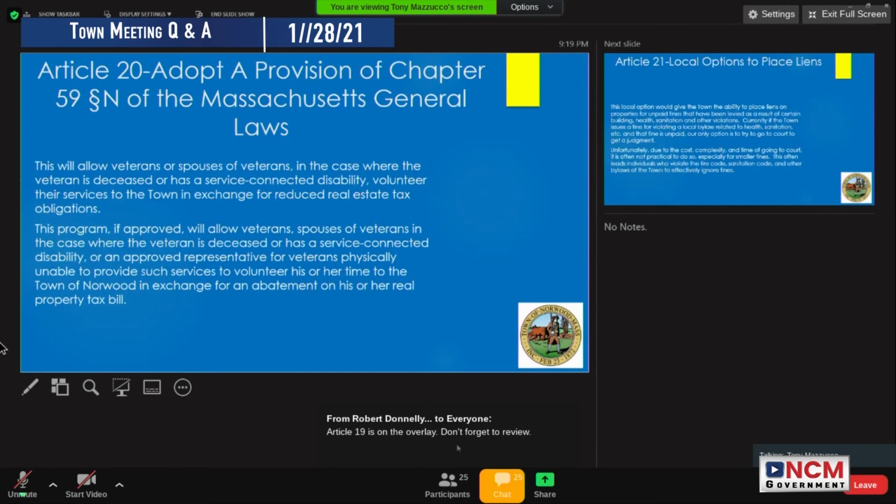I skipped the Article 19 on the overlay. I'll go back to that, Bob. Right, but right. This would also allow, we just keep forgetting about that overlay this year. This would also allow a veteran who's disabled to have somebody basically do the work for them.